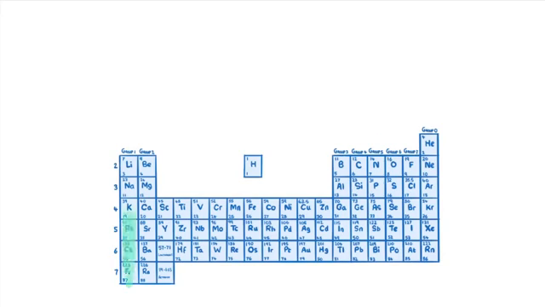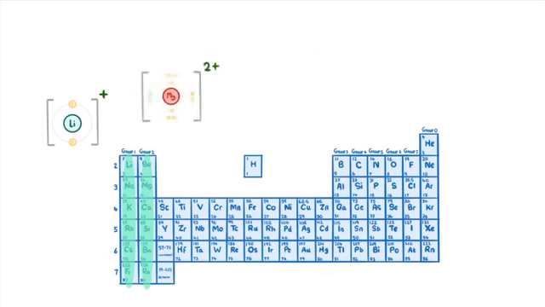For example, group 1 elements, which we call the alkali metals, only have to lose 1 electron to have a full outer shell, which doesn't require very much energy. So they easily lose that electron to become 1+ ions. Similarly, group 2 elements can easily lose 2 electrons to become 2+ ions. And the same goes for group 6, which gains 2 electrons to become a 2- ion, and group 7, which has to gain 1 electron.